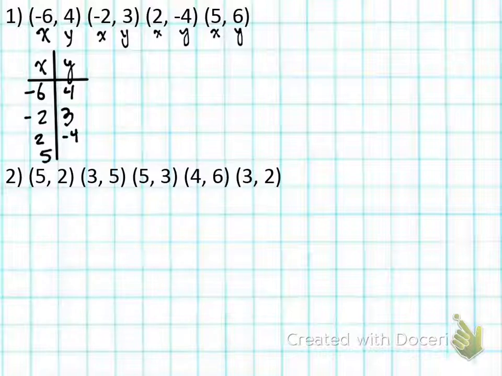Okay, so this is a table showing me what my inputs and my outputs are for each input. Meaning, if I put in -6 in my machine, what do I get out of it? A 4. If I put in -2, I get a 3. These are already in order, so it's a lot easier to do, okay?